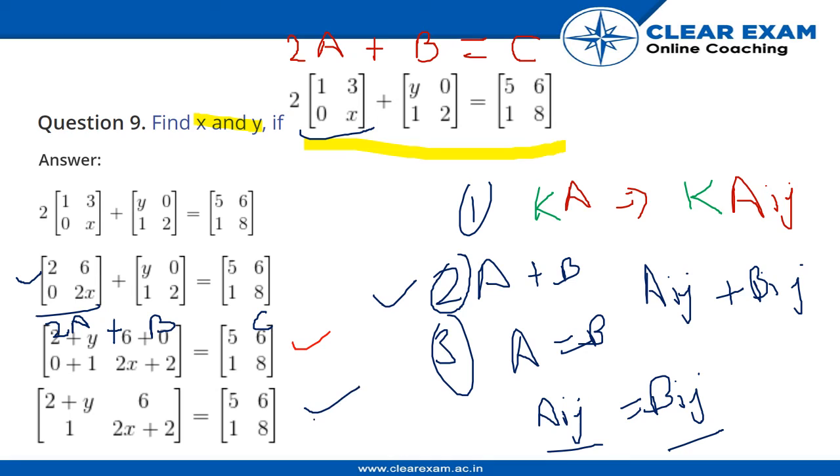Now the last step is that since we have two matrices, we can call this matrix x and this matrix y, and since these two matrices are equal, their corresponding elements would be equal. That means 2 plus y is equal to 5, 2x plus 2 is equal to 8, and the remaining elements, 1 is already equal to 1 and 6 is already equal to 6. So let us move to the next slide.